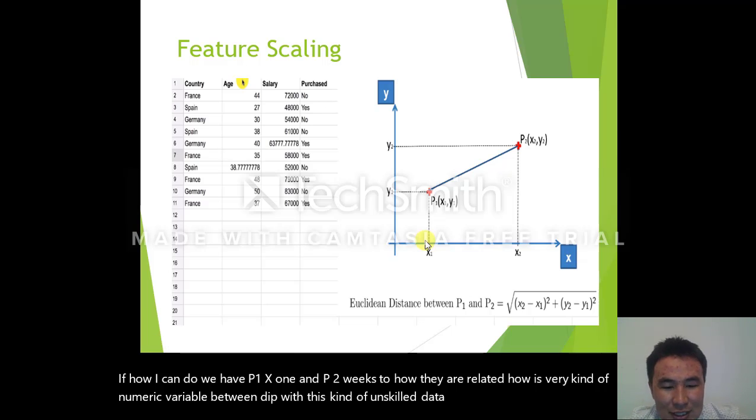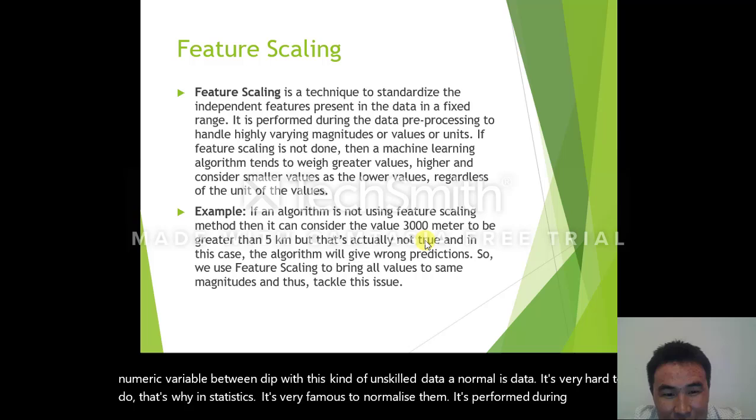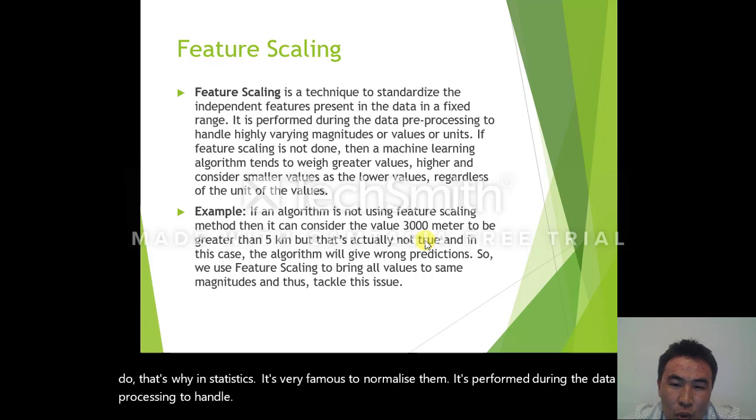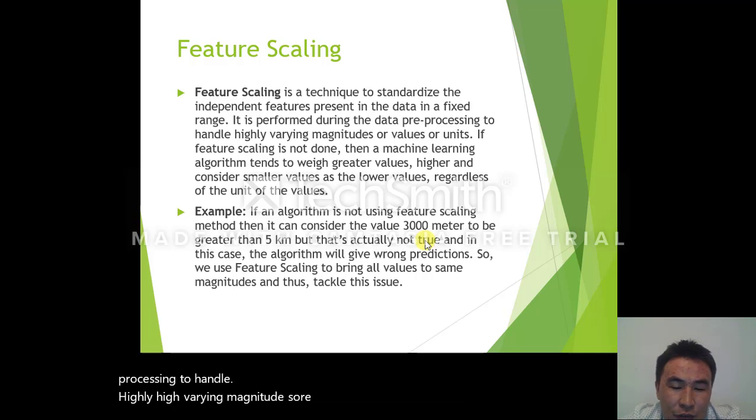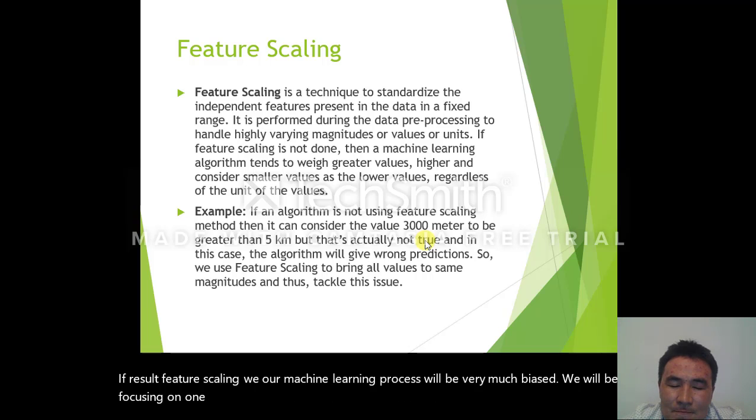That's why in statistics it's very common to normalize them. It's performed during data preprocessing to handle highly varying magnitudes, values, or units. Without feature scaling, our machine learning process will be very biased. We will be focusing on one feature more than others.